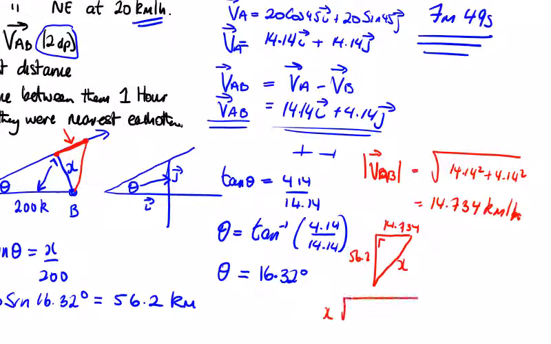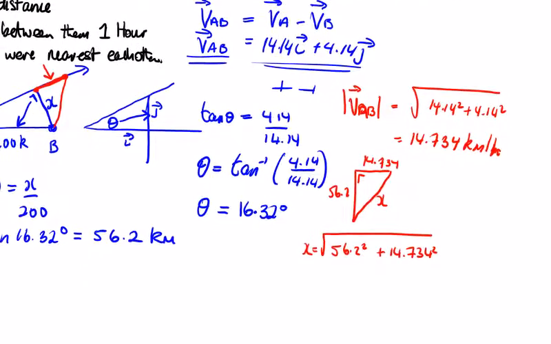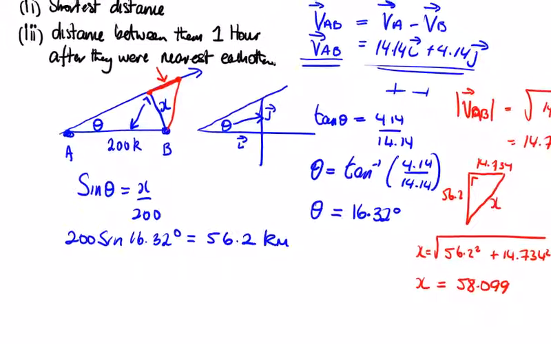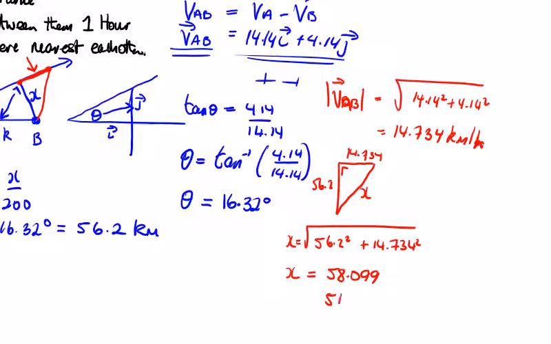So x in this case is the square root of 56.2 squared plus 14.734 squared. So x will be the distance between them after 1 hour, 58.099. Doesn't say round off, but we'll round this off to 58.1 kilometers. So in the next video we'll look at questions 11, 12 and 13.